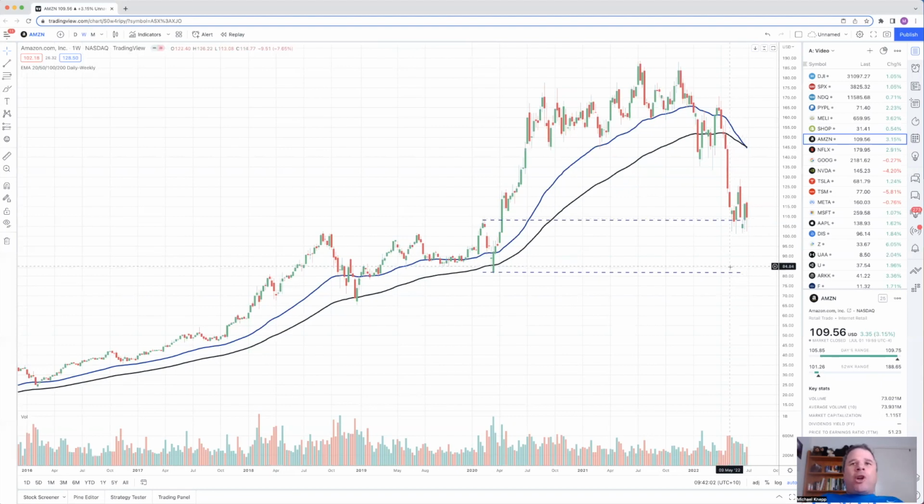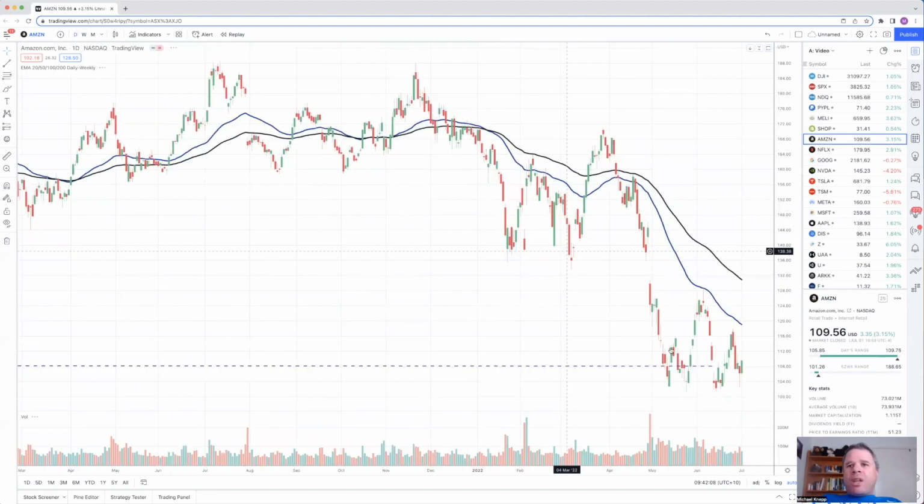The share price of Amazon has been hovering around pre-COVID highs. If we look at the daily chart for Amazon, you just see it hovering around that dashed line. That's the pre-COVID line. It's been going up and down below that line over the past few weeks, in fact, over the past 2 months.